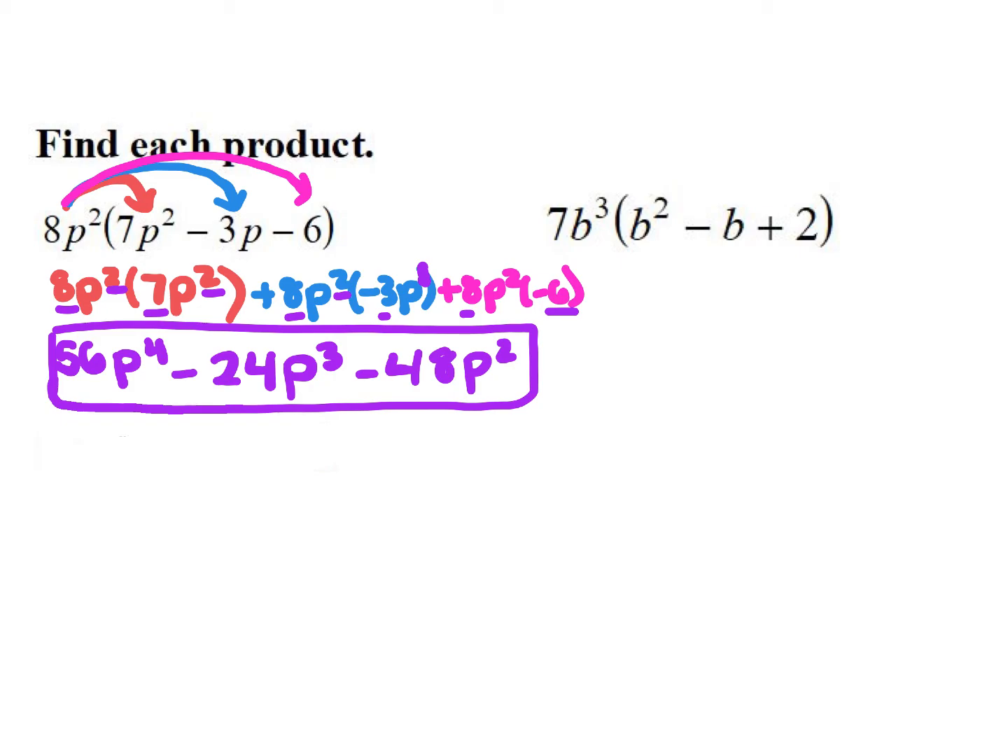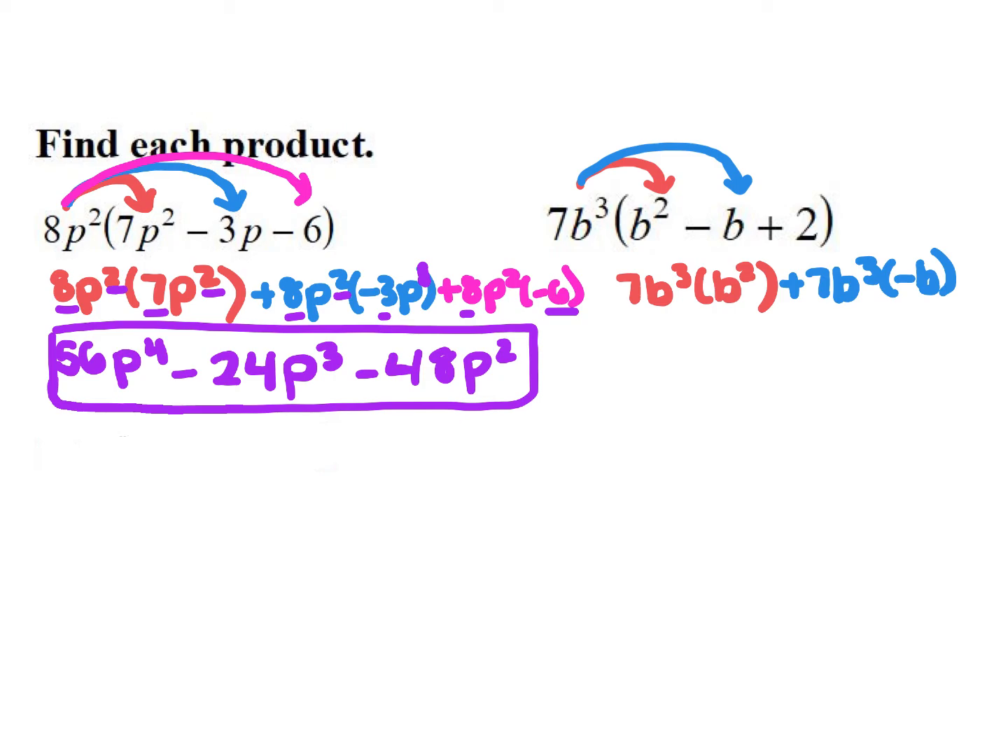In our last example like this, we're multiplying the 7b to the third times b squared. You have 7b to the third times b squared, and then the 7b to the third times negative b, so plus 7b to the third times negative b, and 7b to the third times negative 2.